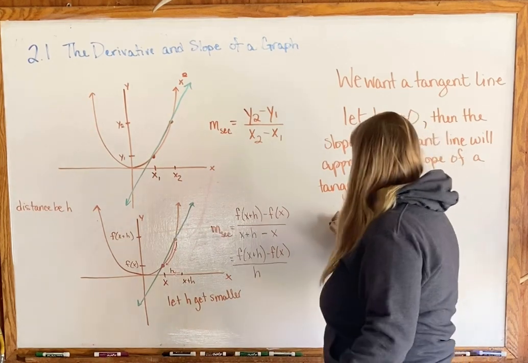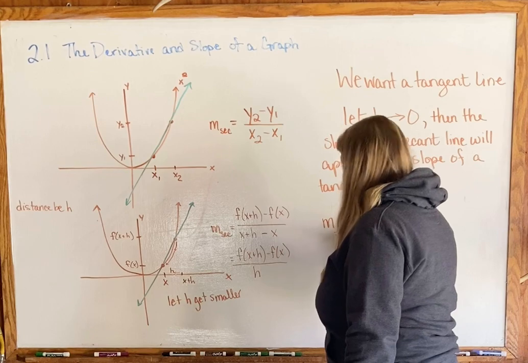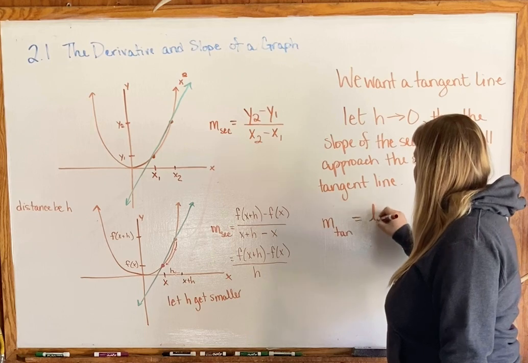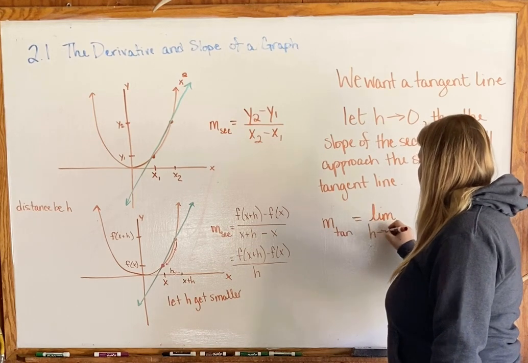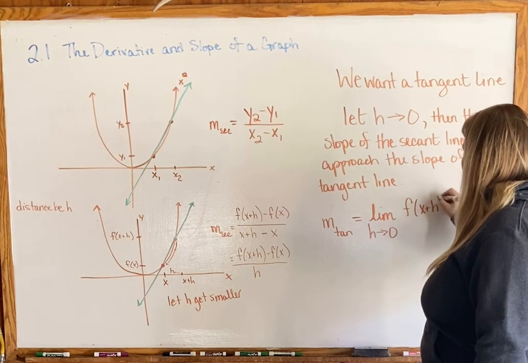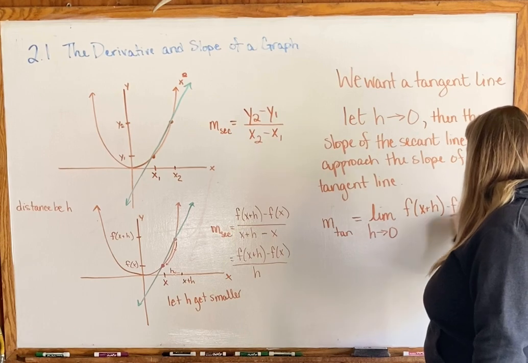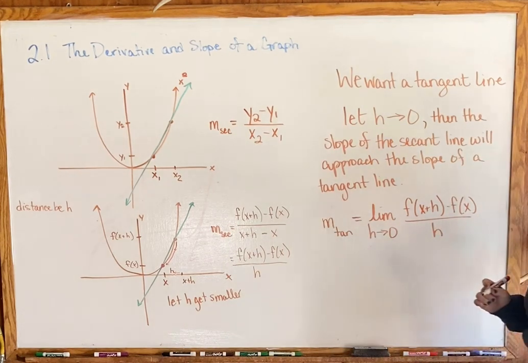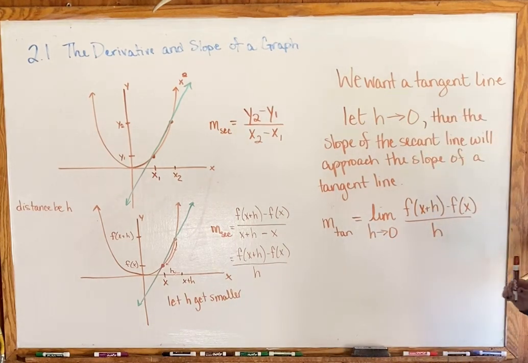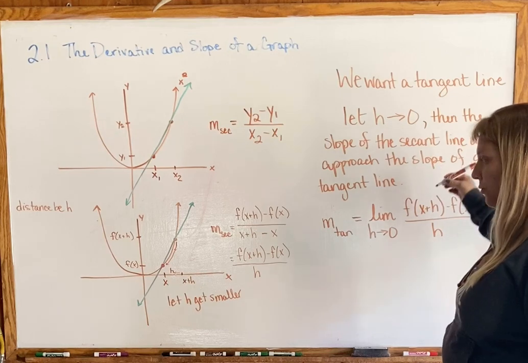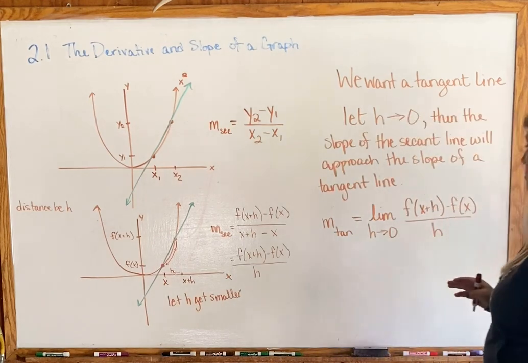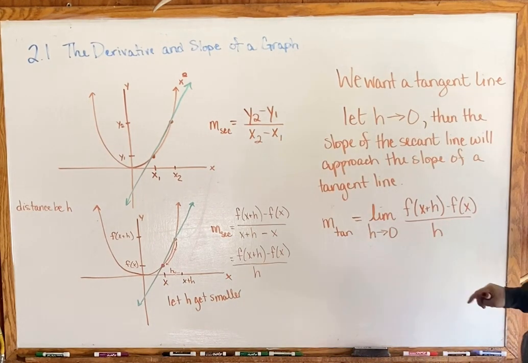So what we end up with is m tangent, so not m secant anymore. The slope of a tangent line will be equal to the limit as h approaches 0 of this formula, f of x plus h minus f of x, all over h. Okay, so we're using our formula that we found for the secant line, but we're slapping that limit in front of it, and as we bring that h closer to 0, we're going to bring these 2 points closer together and eventually get to that tangent line and the slope of a tangent line.